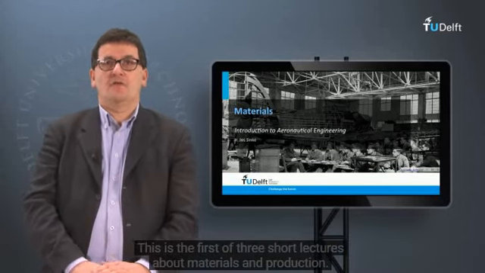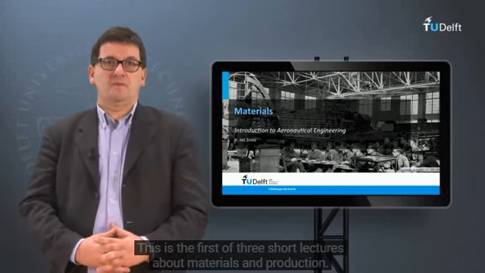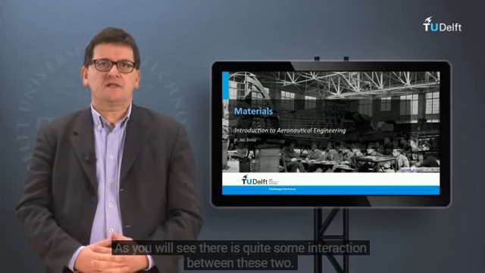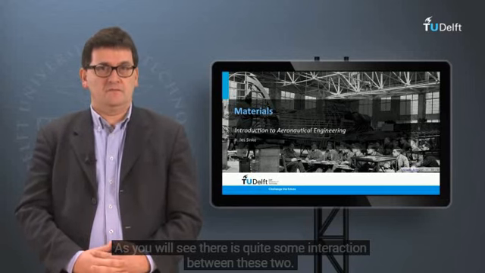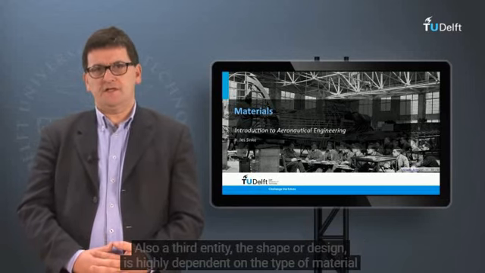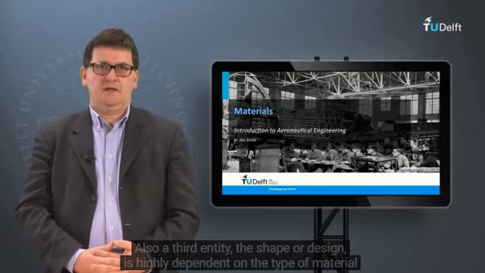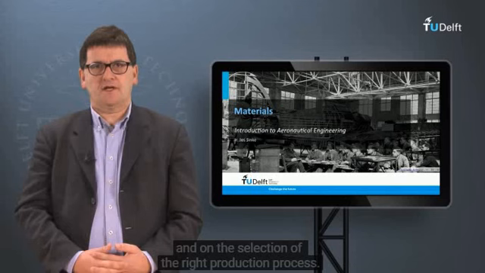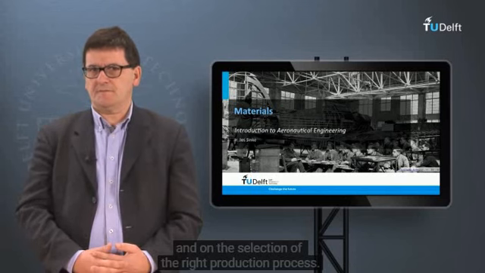This is the first of 3 short lectures about materials and production. As you will see, there is quite some interaction between these two. Also, a third entity, the shape or design, is highly dependent on the type of material and on the selection of the right production process.